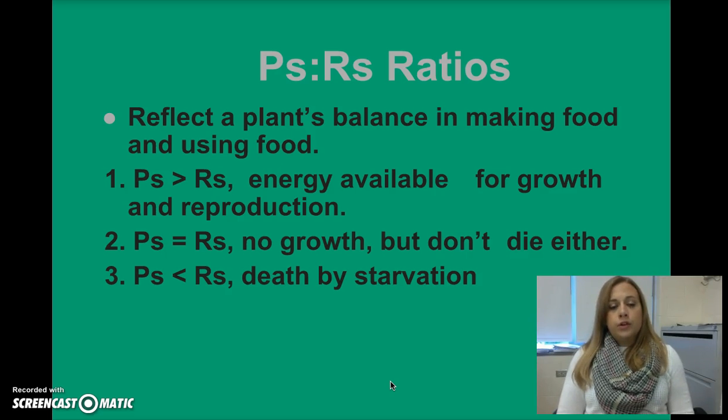If, however, the rates of photosynthesis and the rates of respiration are equal, what that tells us is that the plant is surviving, but it's not going to be growing because it doesn't have extra energy to put towards growth. Then if you see plants where photosynthesis is lower than the rate of respiration, eventually that plant could die because it's not making enough food to support itself. So it's not making enough of these sugars that can then be broken down to release energy for growth and survival. And so a plant that has higher rates of respiration than photosynthesis could die due to starvation, so they're not going to get the energy they need to survive.